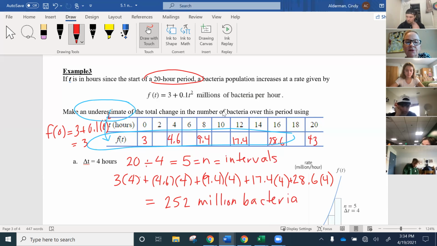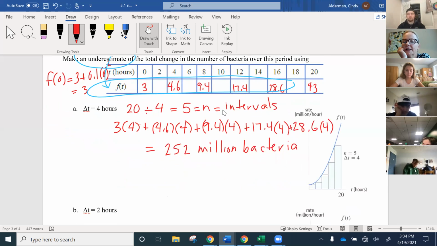And notice what the graph is going to look like there. Do you see why, looking at the graph, that that's an underestimation? Can somebody tell me why that's definitely an underestimation?